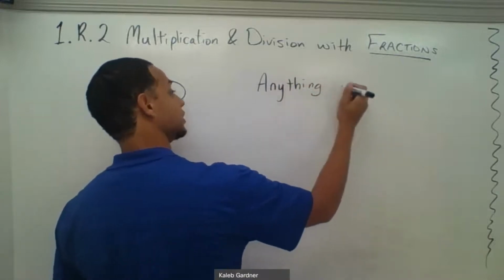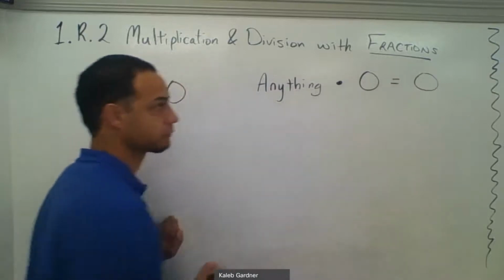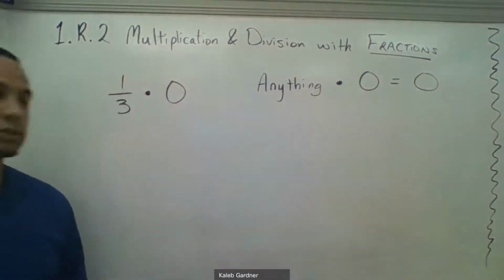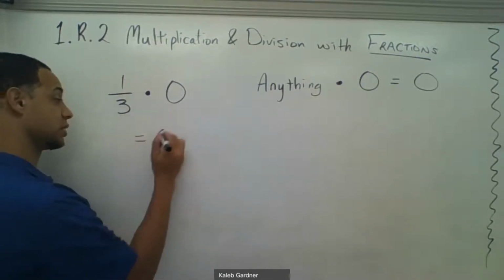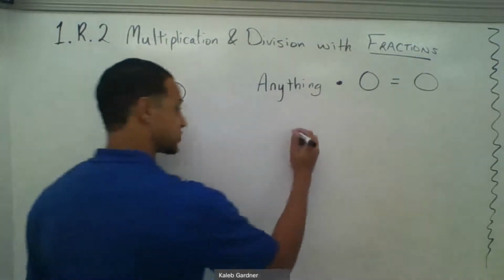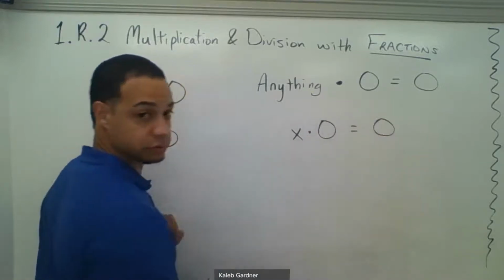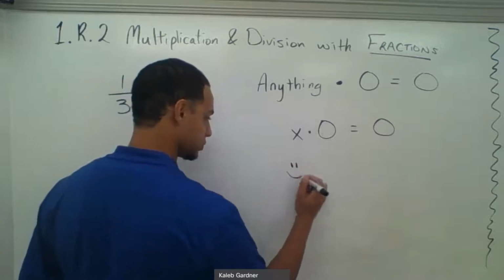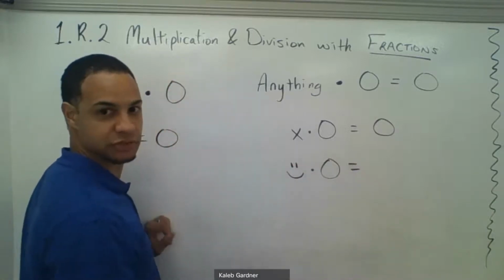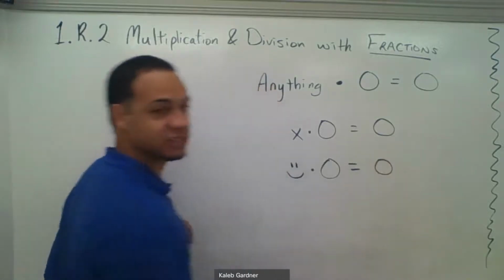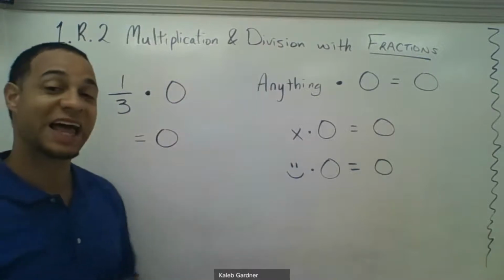Anything times 0. The answer is just 0. Anything times 0. So what's 1/3 times 0? 0. What's x times 0? 0. How about this one? My favorite, smiley face times 0. Yeah, still 0. Anything times 0 is 0. So that was a very simple question to answer.